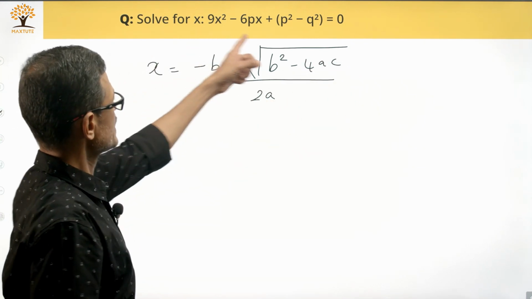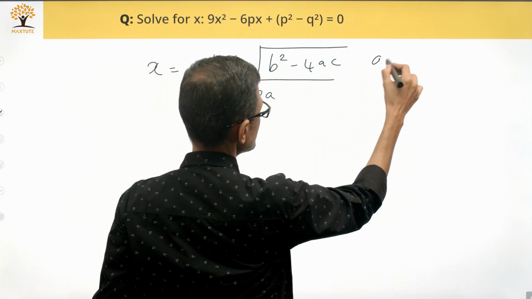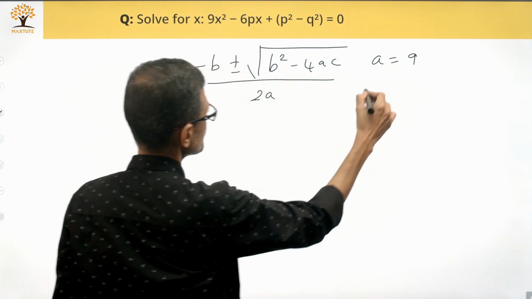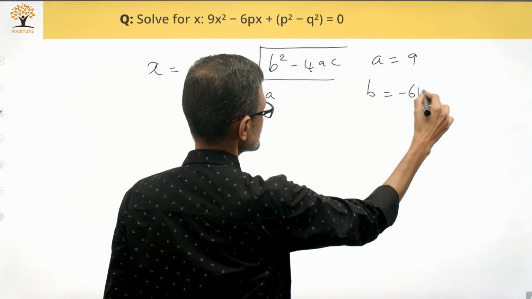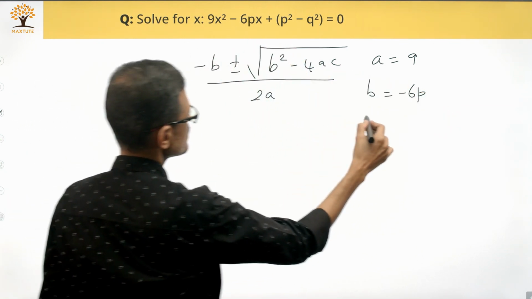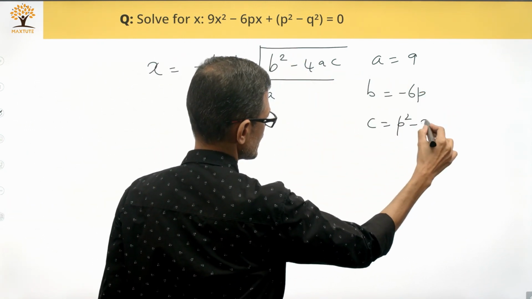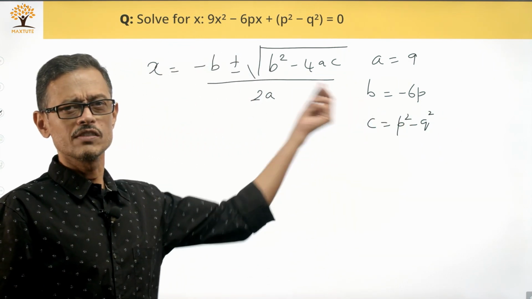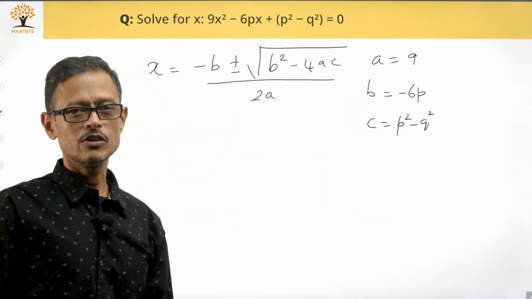What is given to us? This is the equation. So what is a for us in this equation? a is equal to 9. What is b? b is equal to minus 6p. That's b. What is c? c is equal to p square minus q square. Plug all of that into this. Simplify it, we'll find the value of x.